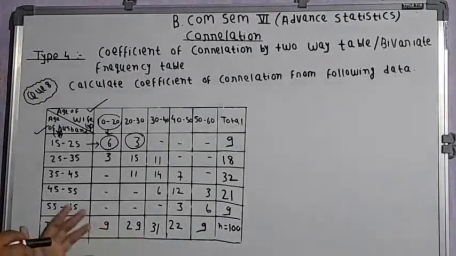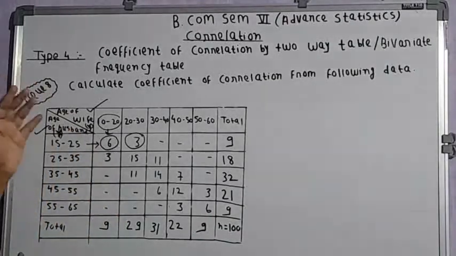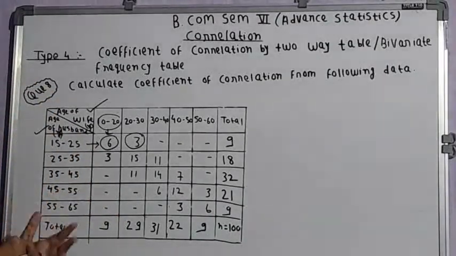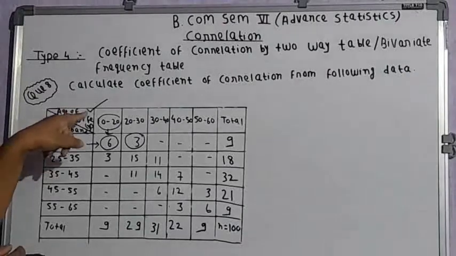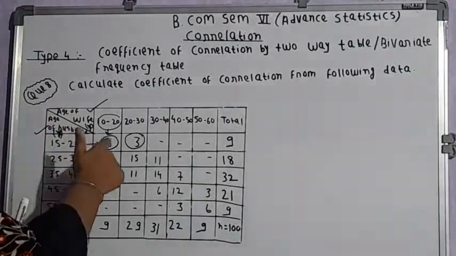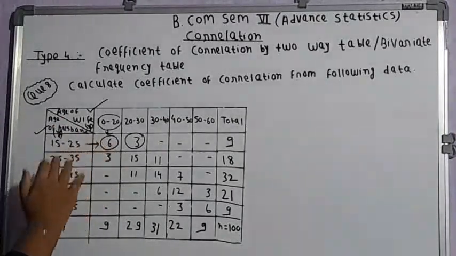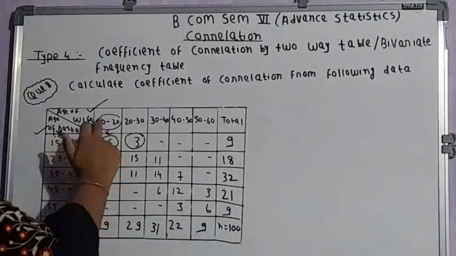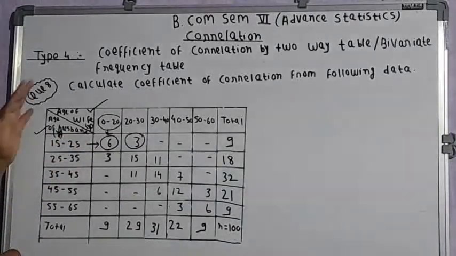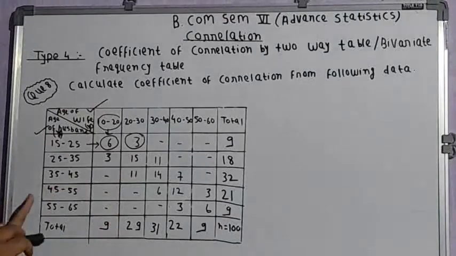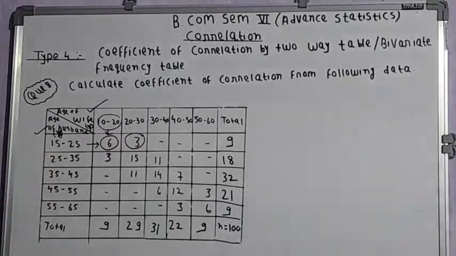So this way, this is the question that we have tried to understand, and we have understood why it is called the bivariate frequency table or the two-way table, because this frequency is representing the age of husbands and the age of wives as well. Like I have told you, the 6 represents 6 husbands belonging to the age group of 15 to 25, and 6 wives belonging to the age group of 10 to 20. So the 6 is the frequency representing both the age of husbands and the age of wives, and similarly for all the frequencies. That is why this table is known as a two-way table or bivariate frequency table.